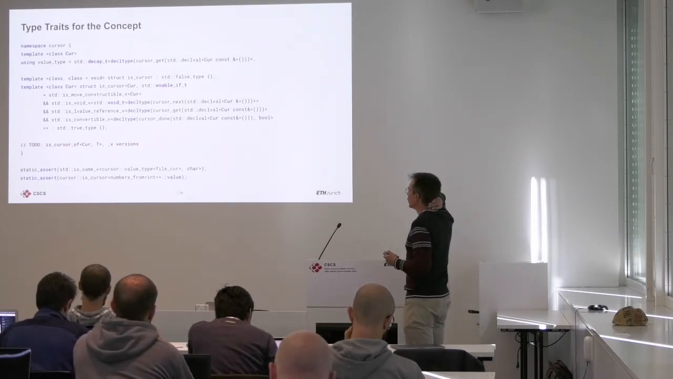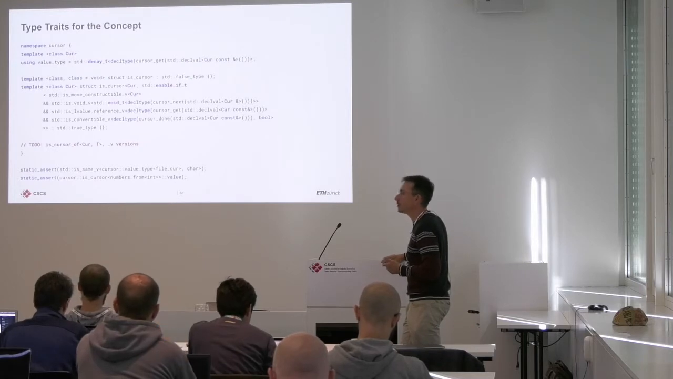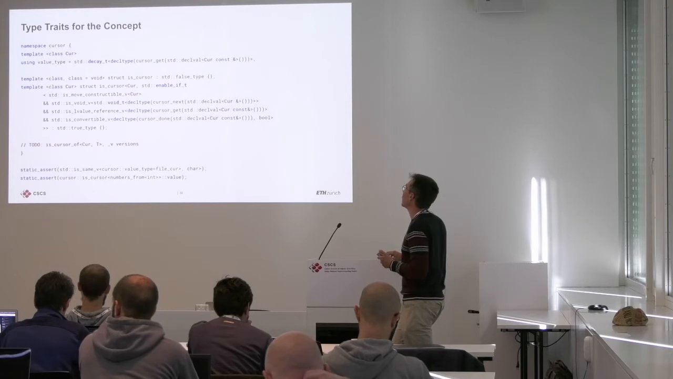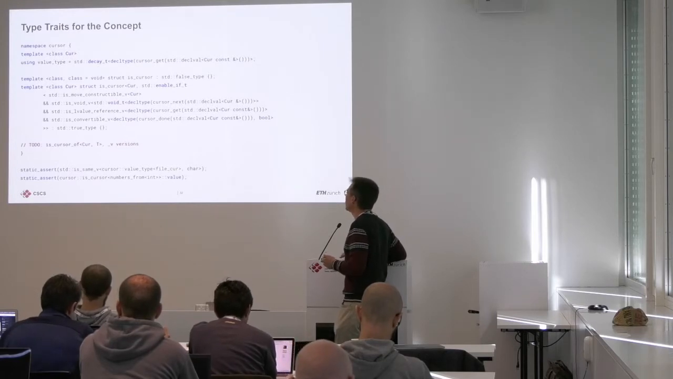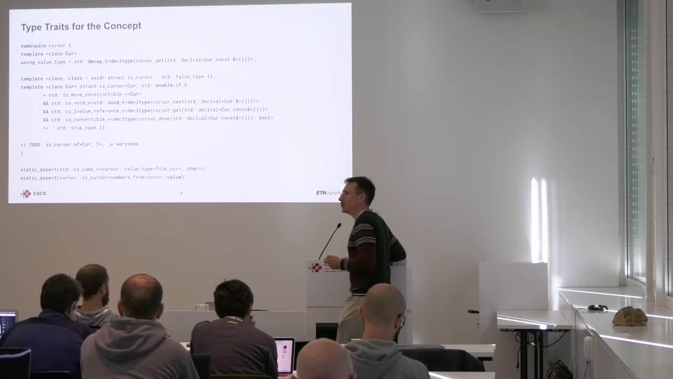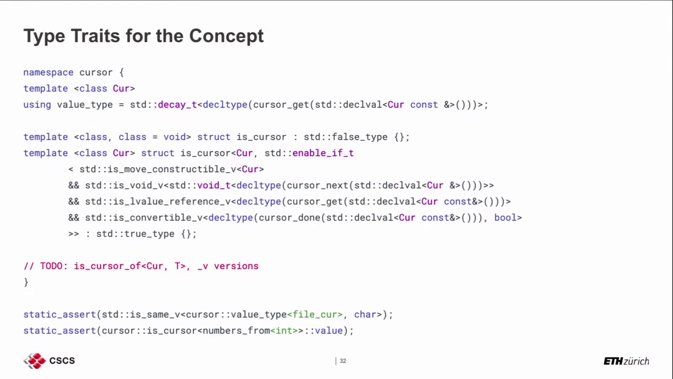So now, using this rich definition of the cursor, we can do some formal type traits to help the user figure out at compile time whether the object satisfies the cursor concept or not. First of all, it's very useful to use a value type helper. It will take a type of the cursor.